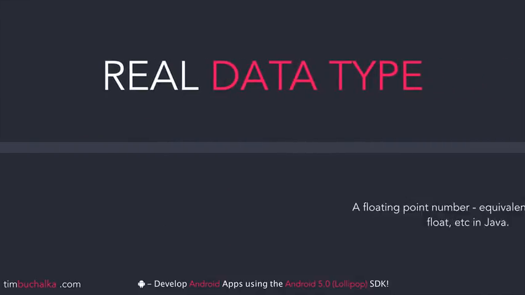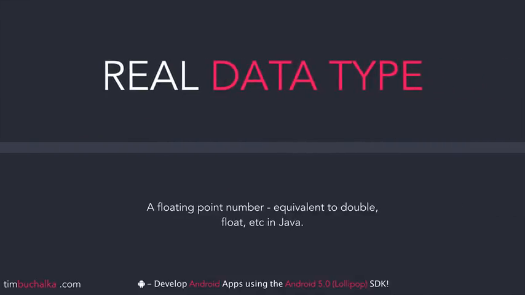Real data type. Now, a floating point number is equivalent to a double or a float in Java, which we've used in the past, and essentially something that's got decimal places. It's not a whole number, unlike the integer data type.